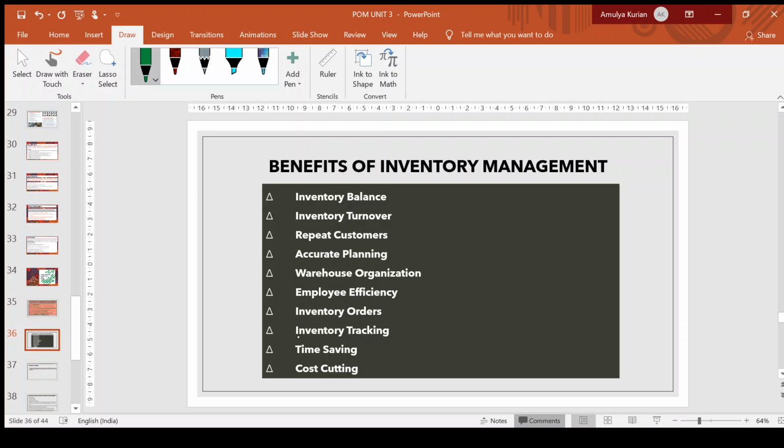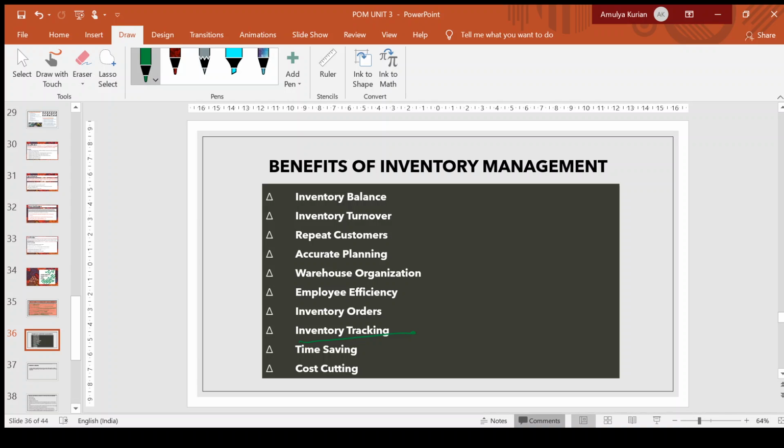Next one is inventory tracking. If there are multiple locations, inventory management becomes very important because the company needs to coordinate the supplies at different locations depending on differences in demand and other factors. In such cases where there are multiple locations, inventory management is really beneficial and it should be there. Time saving. Inventory management is a great time saving tool. It tracks what is there in hand and how much to order.